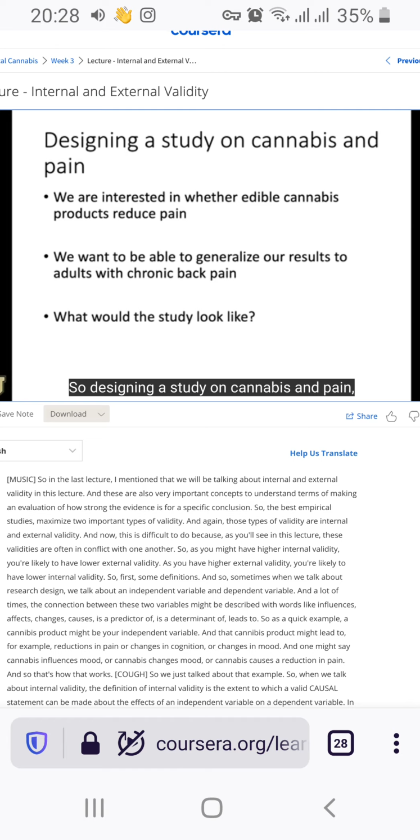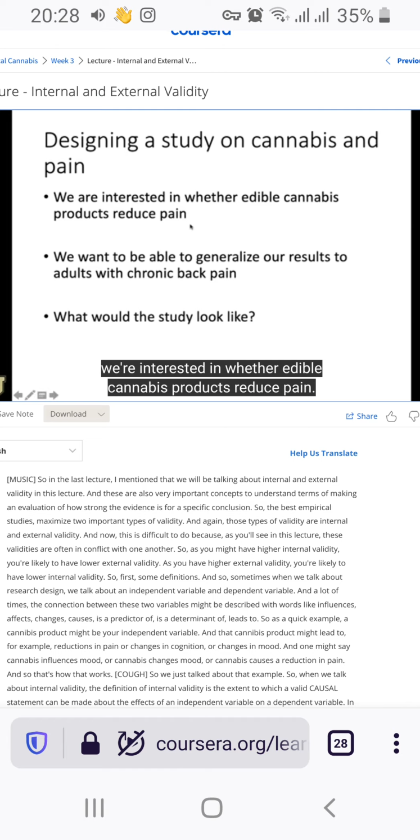So designing a study on cannabis and pain, we're interested in whether edible cannabis products reduce pain. We want to be able to generalize our results to adults with chronic back pain. What would our study look like? So take a minute and think about that. What would our study look like?